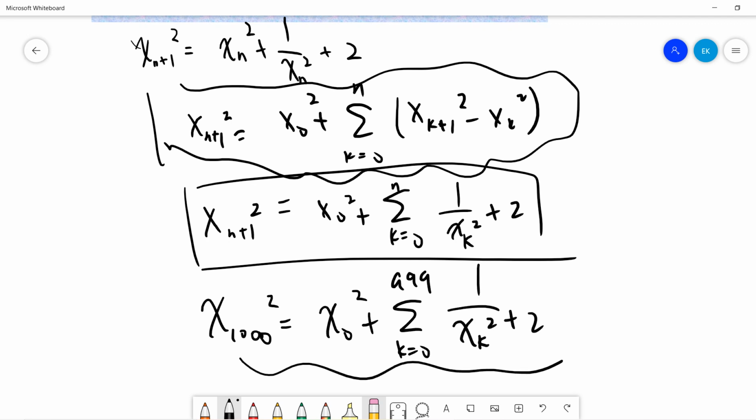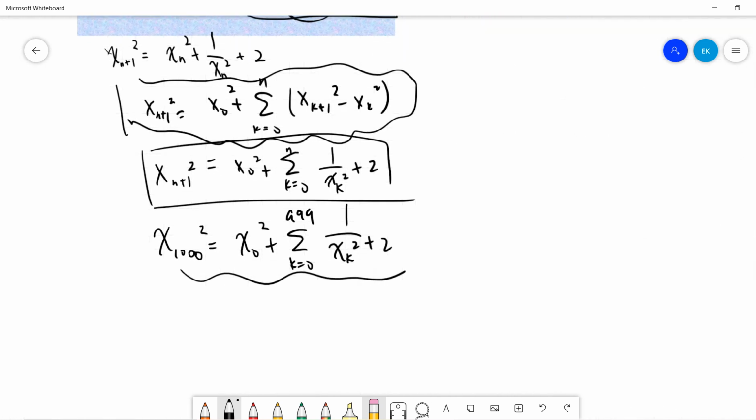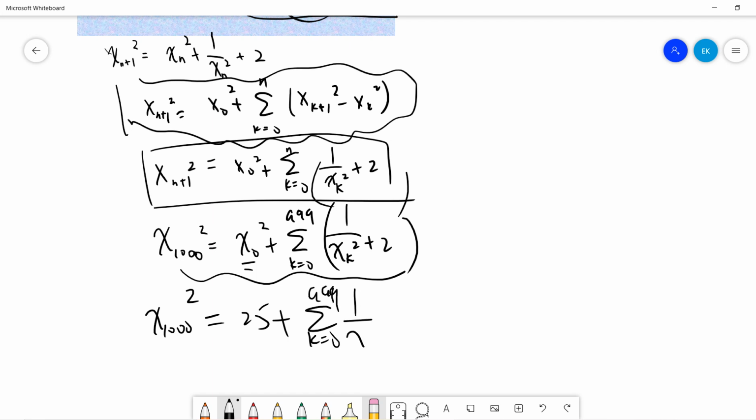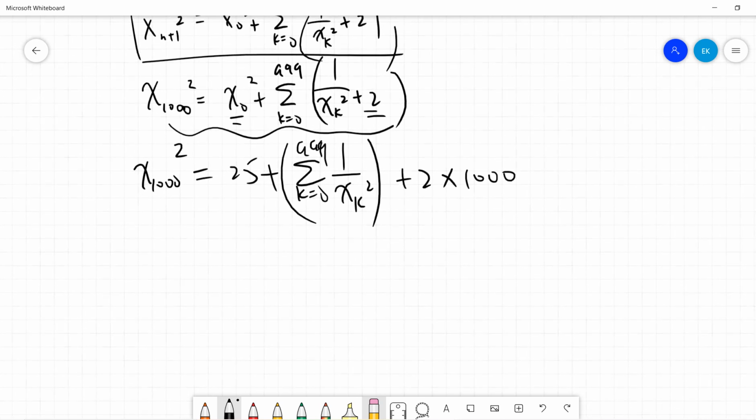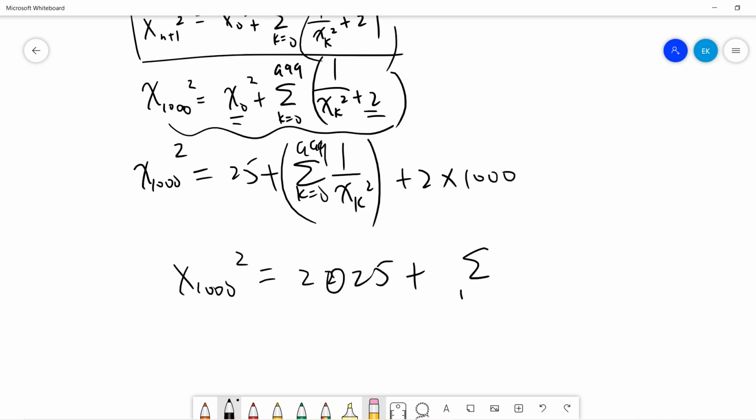Okay, so we start from here and do the estimation, right? And this term is very easy. This term is 25, so 25 plus the sum for k from 0 to 999 of 1 over xk squared plus 2. So we got 2 times 1000, right? Because there are 1000 terms. So now you get x1000 squared is 2025 plus the sum for k from 0 to 999 of 1 over xk squared.